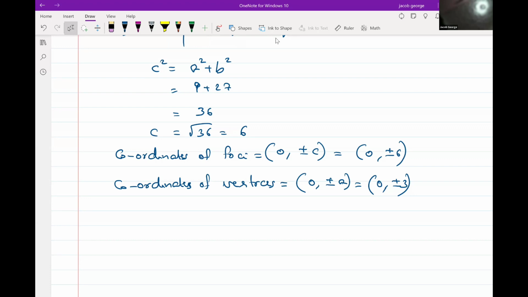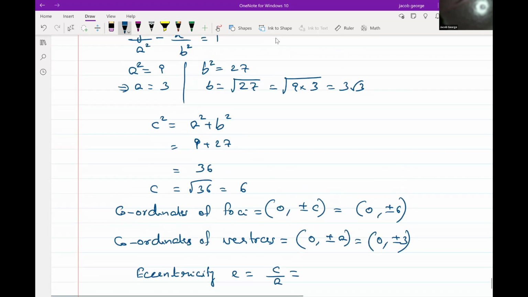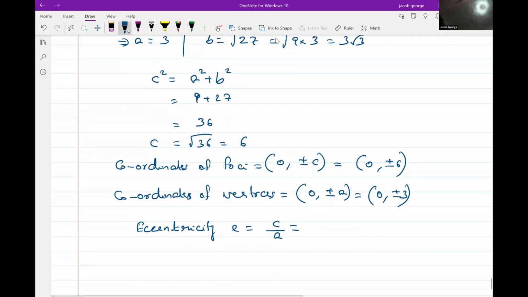Okay, next, eccentricity e is equal to c by a. What is c by a? c is 6 and a is 3. 6 by 3, that is 2.